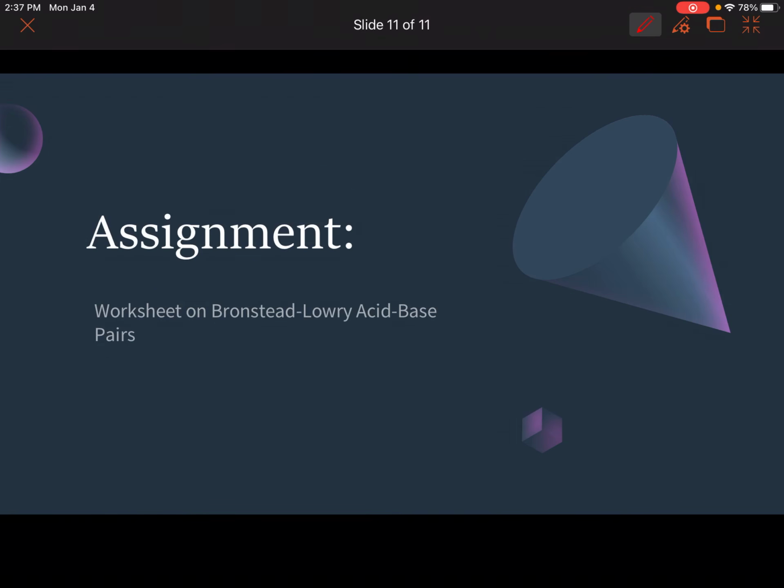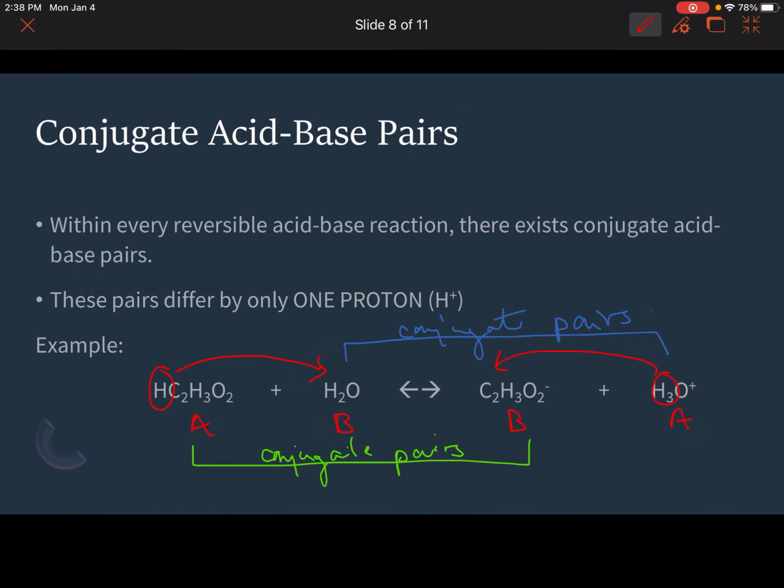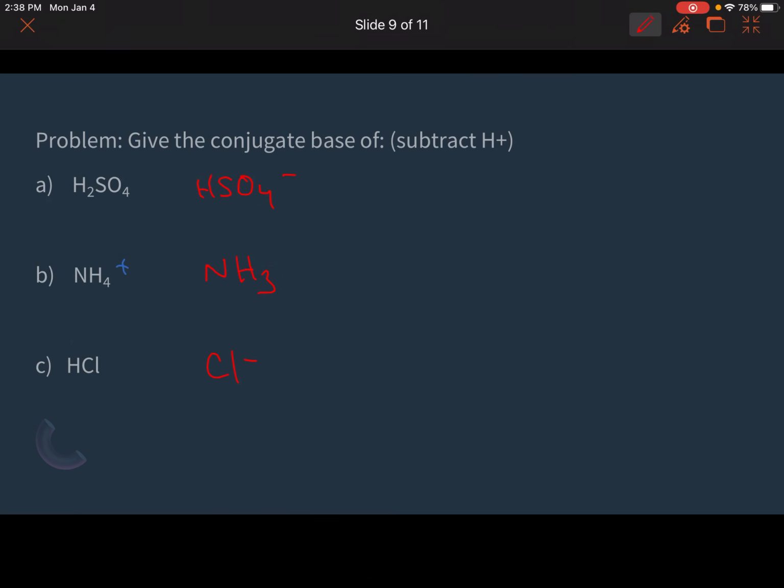Now your assignment for this: you've got a worksheet on Bronsted-Lowry acid-base pairs. The first page is writing the equations. It's got an example in the assignment, but you're basically just doing this. And then if you flip to the back page of that, it's more of this stuff here. And then you're also asked to write the equation as well. The answer key is posted, so you can check your work there.